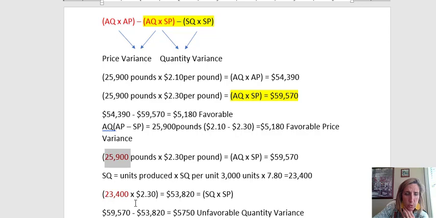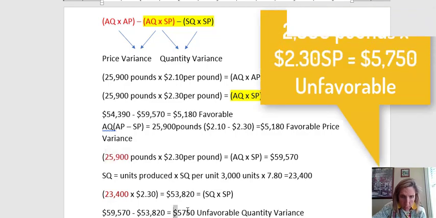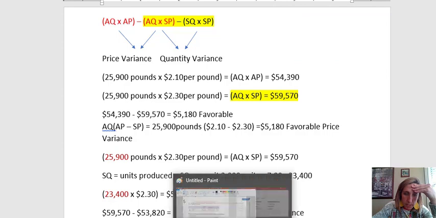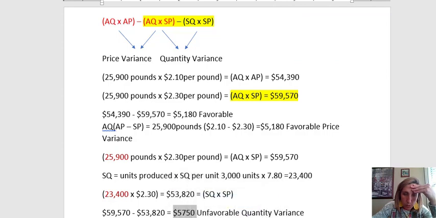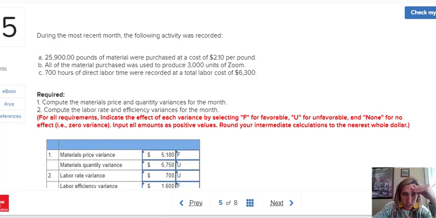And again, we could do that shortcut version. Maybe you like that. The difference in the pounds looks to be 25,900 minus 23,400. I overused 2,500 pounds. If I multiply that by $2.30, gives me the same answer of 5,750. And those will be the amounts I plug in to the homework problem for the price and quantity variances.